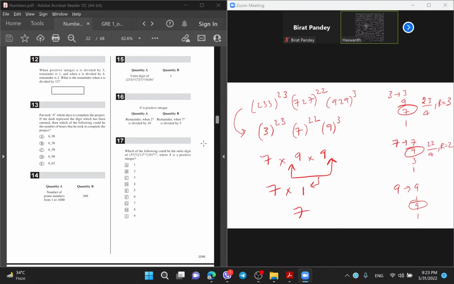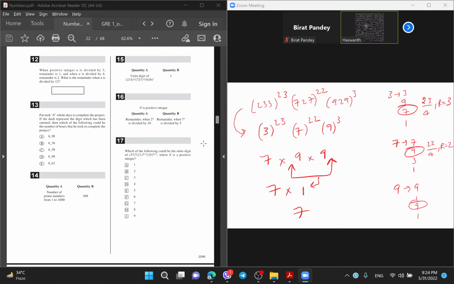So first I'm taking units digit of those numbers. We get it as 3 power 23, 7 power 22, 9 power 3. Now using the power cycle of these numbers, you have to find out what will be the units digit. For 3 power 23, 23 divided by 4, remainder is 3. So we say third number in the power cycle, it will end in 7. Similarly, for 7 power 22, it is coming out to be 9. For 9 cube, it is 9.